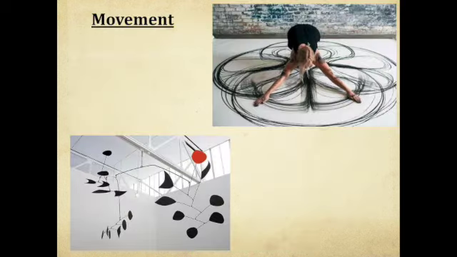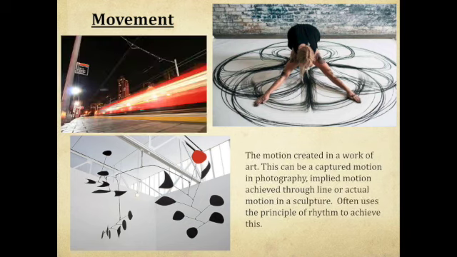Movement, I mentioned this. Movement is the motion that's created in a work of art. So it can be captured motion in a photograph. It can be implied motion that's achieved through line, or actual motion in a sculpture. So all three of these pieces, bus or train station, you have that rushing by, and you can tell that there's movement there because we recognize the movement of light.